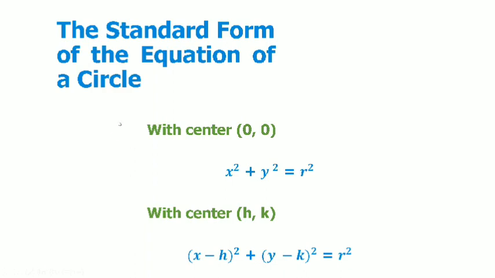Okay, so we have now the standard form of the equation of a circle with center 0, 0. So we have x squared plus y squared equals r squared. And for a circle with center (h, k), we have the quantity (x minus h) squared plus the quantity (y minus k) squared equals r squared. So these two standard forms are very important. So you have to remember them always.